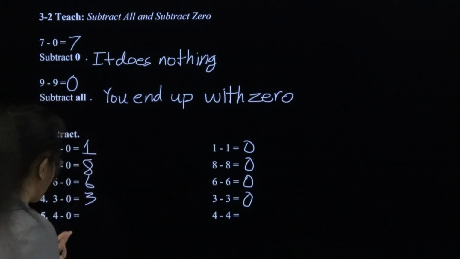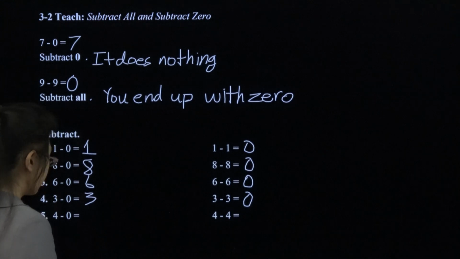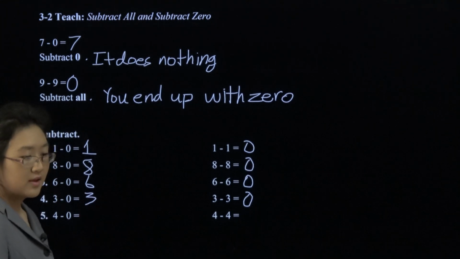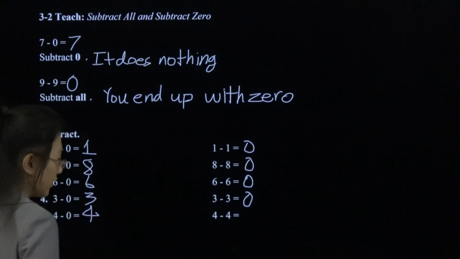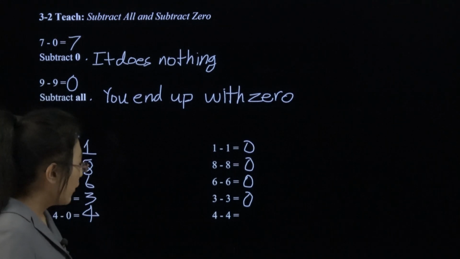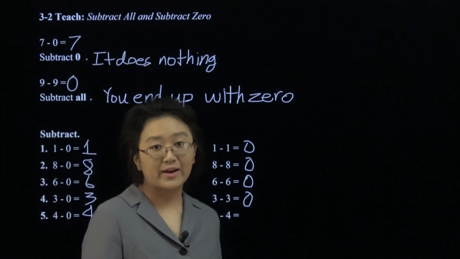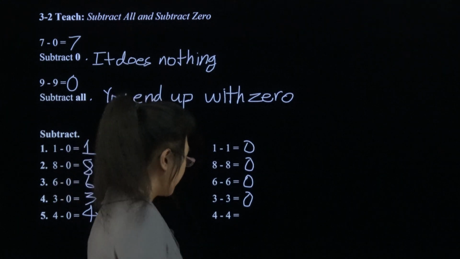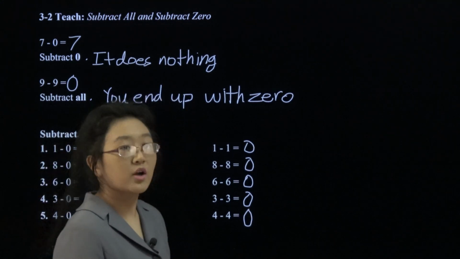Now, 4 minus 0, subtract 0 rule, and you took away nothing, 4. You still have 4 left. It's still the same thing. Now 4 minus 4, you took away everything. You have nothing left. It's 0. Also, the subtract all rule.